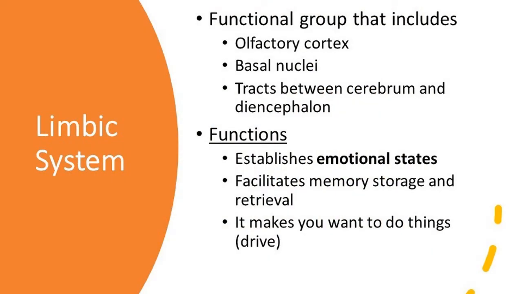Limbic system is a functional group that involves olfactory cortex, basal nuclei and some tracts between the cerebrum and the diencephalon. The function of limbic system is to establish emotional states, encourage the memory storage and retrieval of the memory, initiate the drive. So drive as in it makes you do things, want to do things.